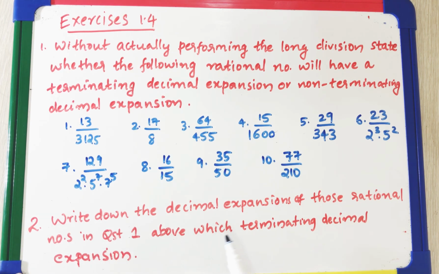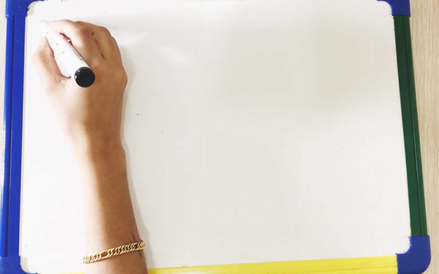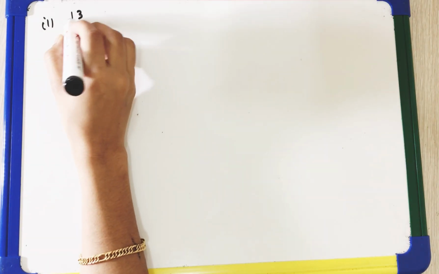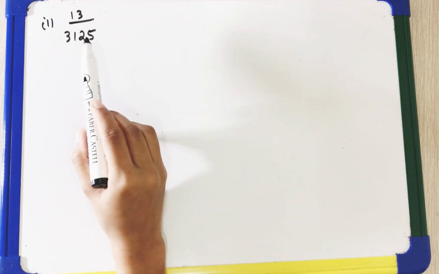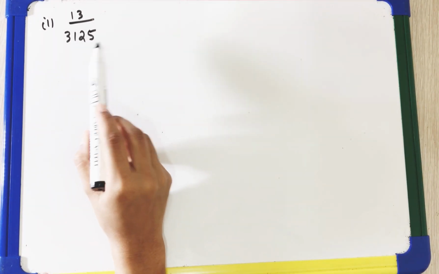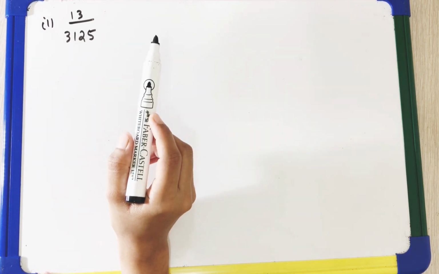Second one, write down the decimal expansions of those rational numbers in question 1 above which have terminating decimal expansions. Also, we have to write the decimal expansion of those rational numbers with a terminating decimal expansion. We can see the solution. First question was 13 by 3125. We have to check whether it has a terminating decimal expansion or non-terminating decimal expansion.